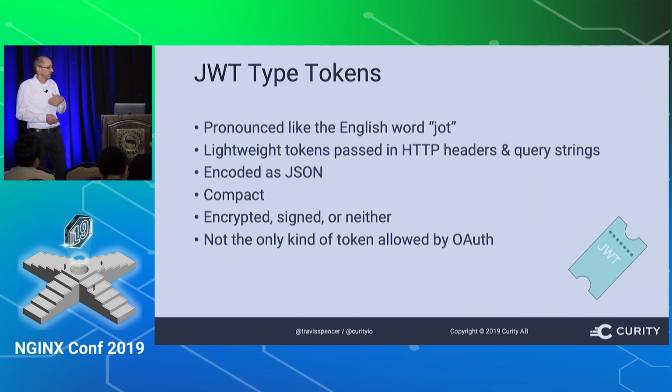Briefly, JSON web tokens come from the English word jot, like to write something quickly, because they're very compact, small tokens that are meant to be passed around in HTTP headers and query strings, really made for mobile scenarios, for compact scenarios. They can be encrypted, they can be signed, they can be unsigned. They're not the only kind of token to be used with OAuth, even though you hear about them most often.